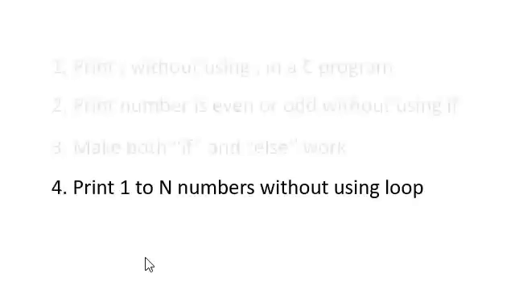So what is the fourth trick? Print 1 to n numbers without using a loop. You should not use a for loop or while loop or do while loop, any loop, but you have to print from 1 to n. N is the given number. If n is 10, you have to print 1, 2, 3, 4, 5, 6, 7, 8, 9, 10. If it is 100, you have to print 1 to 100. You should not use any loop. So let us see how we can do that.